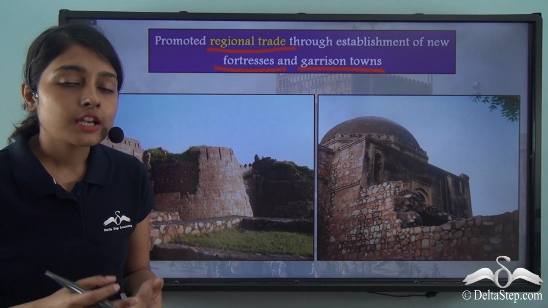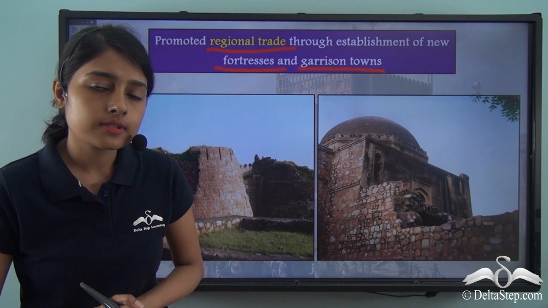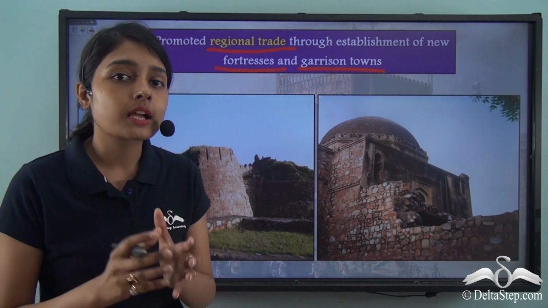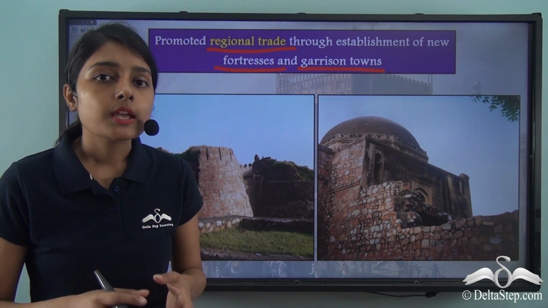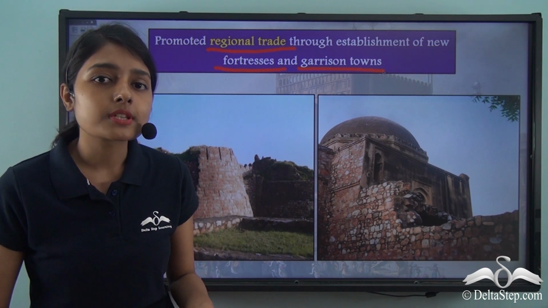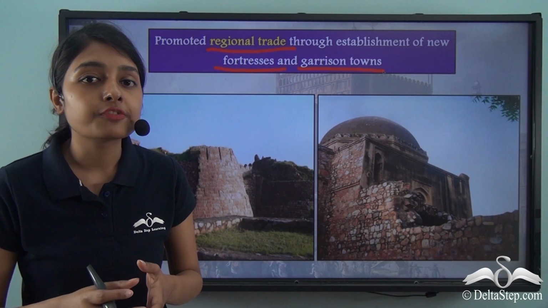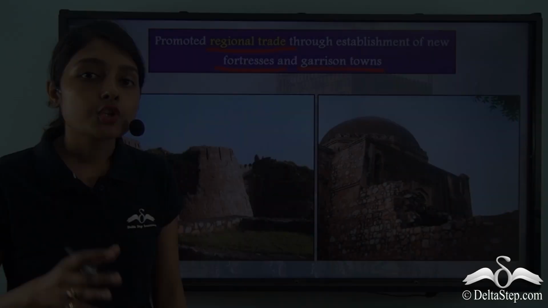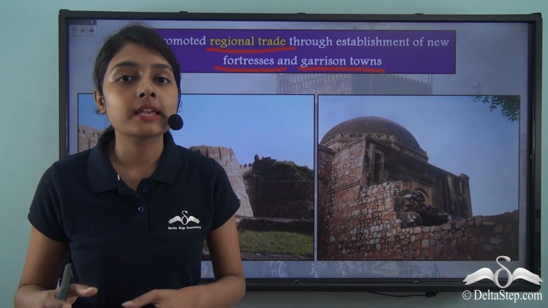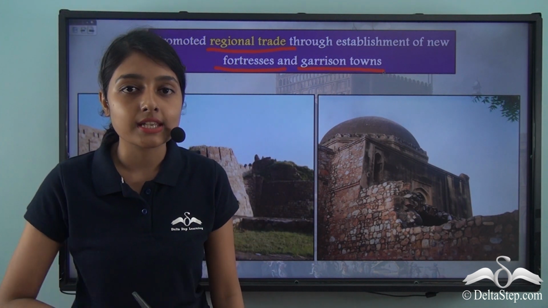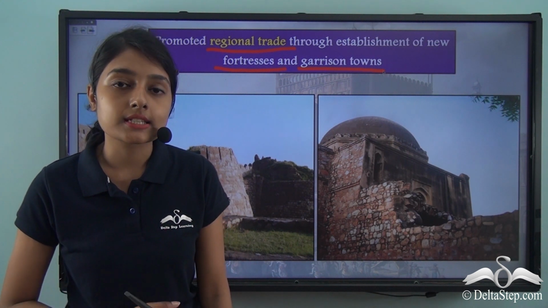This implies that when new towns are being established, many people will come to stay in those towns. Now when many people come to stay in a region or in a town, markets will also crop up, because markets are required to supply goods to the people who have come to live in those towns. Now the development of markets facilitates trade. So the establishment of new fortresses and garrison towns meant that new people were coming to stay in these areas, and in this way trade was also facilitated.